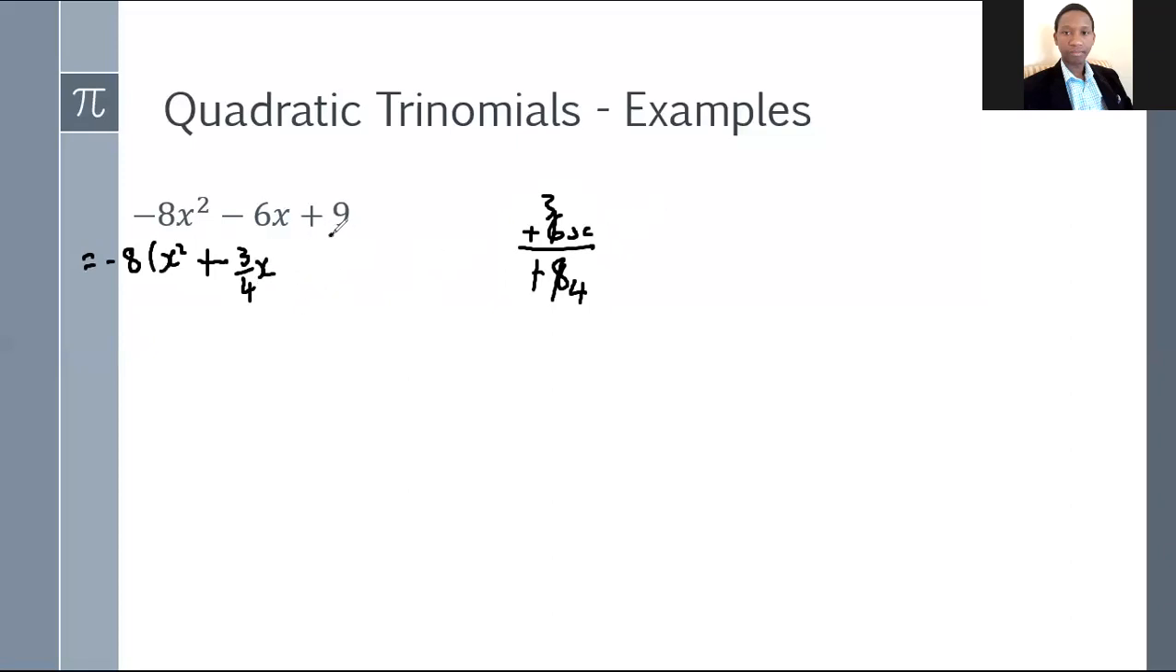Let's do the last one here. I've got 9 divided by a negative 8. Now, positive divided by negative is a negative. There's no highest common factor except 1, so I'll just write negative 9 over 8.